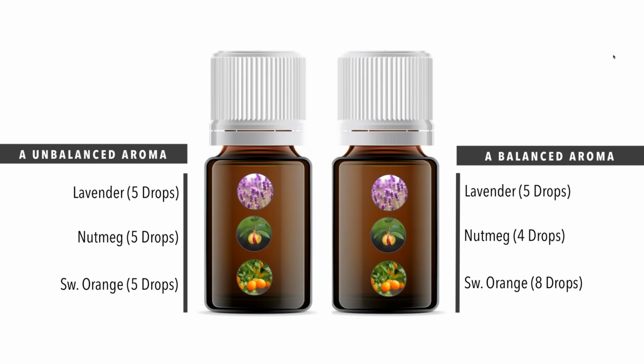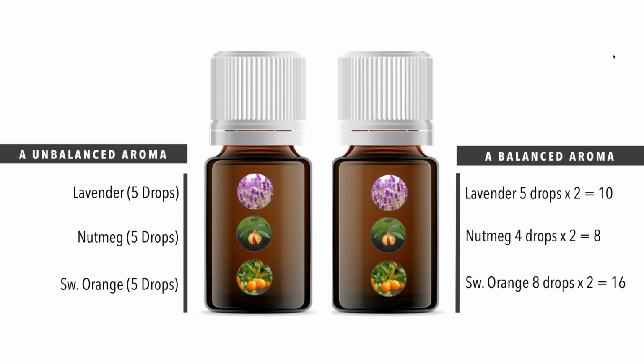For a synergy with a balanced aroma, you'll combine essential oils based on their aroma intensity scores. So 5 drops of lavender balance 4 drops of nutmeg balance 8 drops of sweet orange. If you need more of your synergy, you would simply double or triple the formulation. For example, now you're going to double it, and you're going to blend 10 drops of lavender. Double it, blend 8 drops of nutmeg. Double it, blend 16 drops of sweet orange to maintain that balanced aroma.